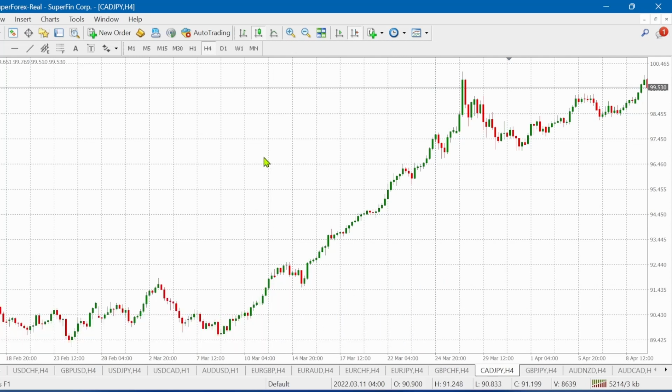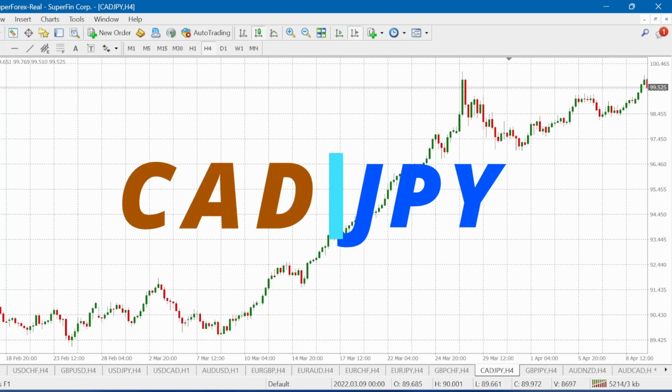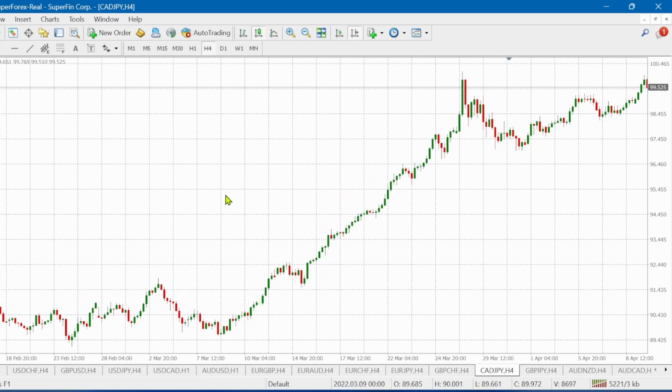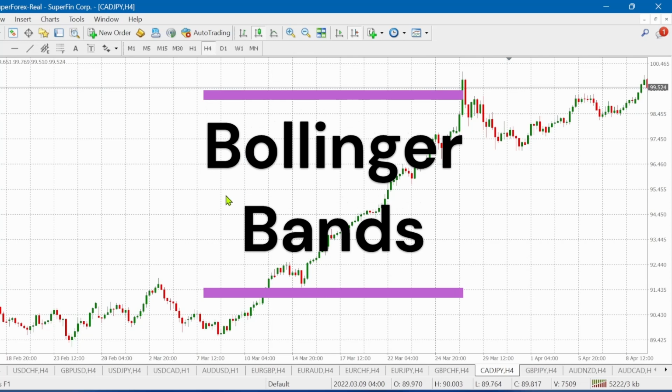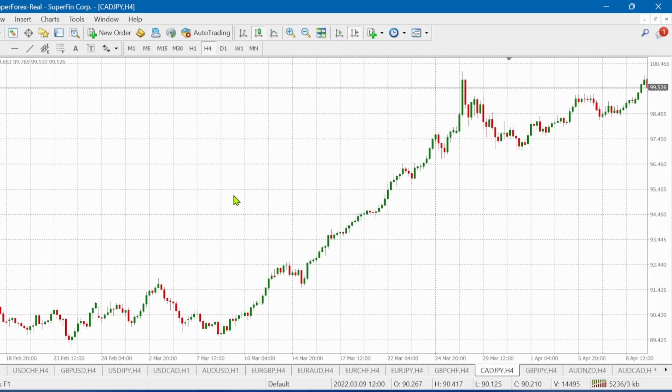Today I shall be looking at CAD/JPY on the 4 hours time frame. And today we shall be using two types of indicators to attempt to determine the entry and the exit points. The first indicator that we shall be using is called the Bollinger Bands. This indicator will help us identify the trend, and also it will act as a support and resistance levels.